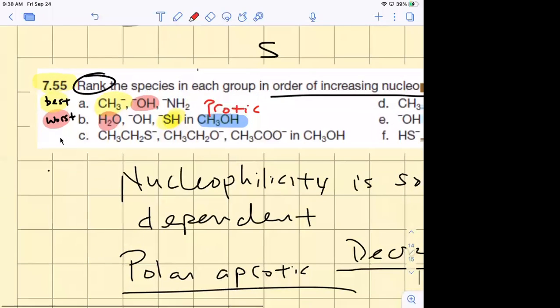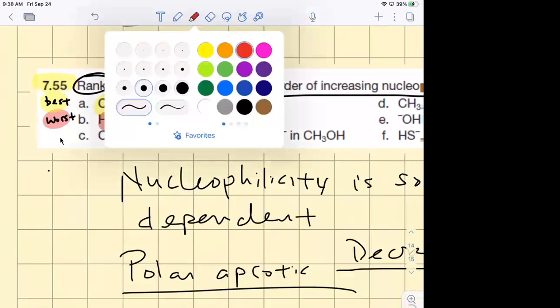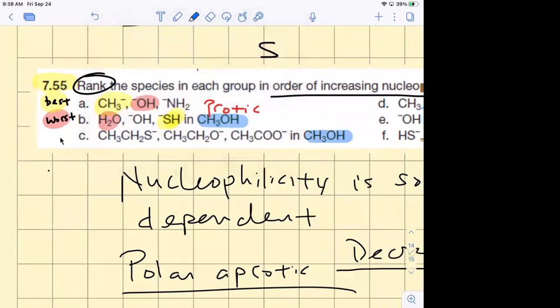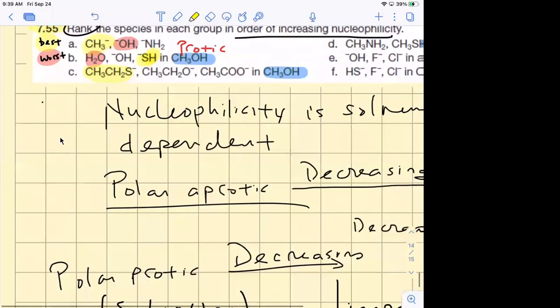Now, let's do C. So we're in methanol. Again, we already said that's protic. So if you can look right away at these and pick the best one: if it's in a protic solvent and you're comparing sulfur to oxygen, which one is going to be better? The first one, sulfur. Good. Now let's look at the two nucleophiles that are given.